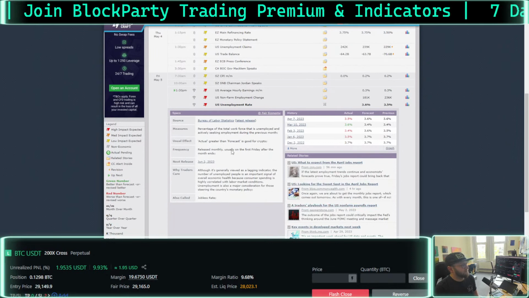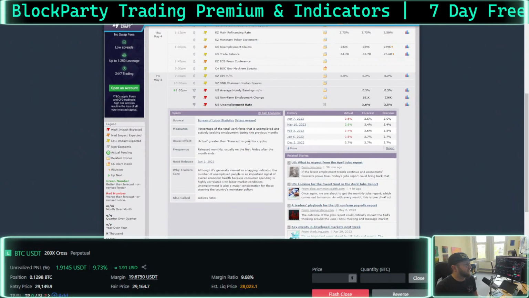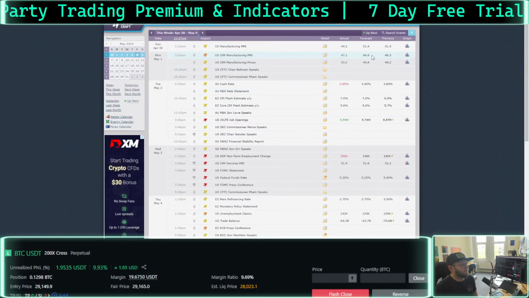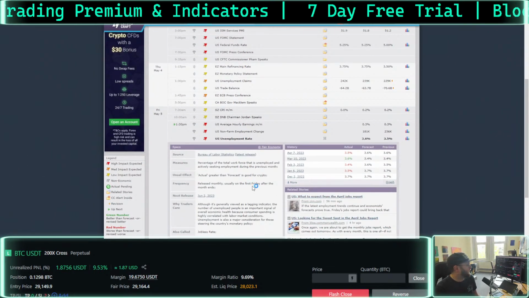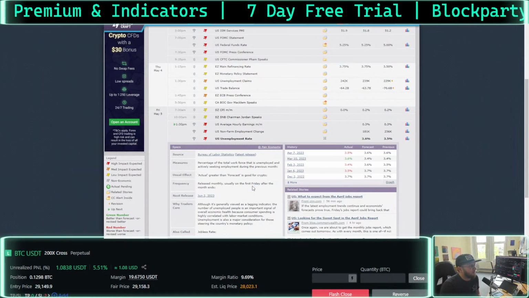Not only that, but it gives you a nice little outline of what is to be expected. So actual greater than forecast is good for crypto, as we identified. 3.6 was the forecast. 3.5 was the previous. So anything higher than 3.6 is good. Now, who knows what it's going to be.